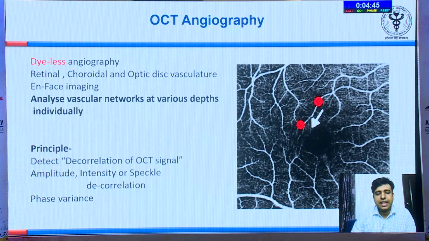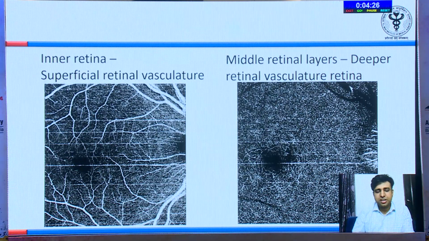A relatively recent advancement is development of OCT angiography. It gives us dye-less en-face imaging of the retinal, choroidal, and optic disc vasculature. We can analyze vascular networks at various depths individually. OCTA basically detects the motion of blood using intrinsic signals to capture the location of blood vessels. Superficial and deep vascular plexus can be analyzed separately for various qualitative analysis.